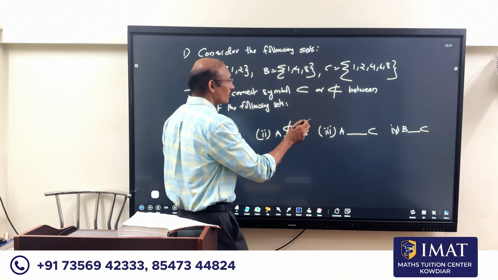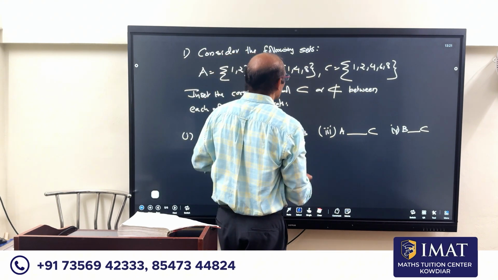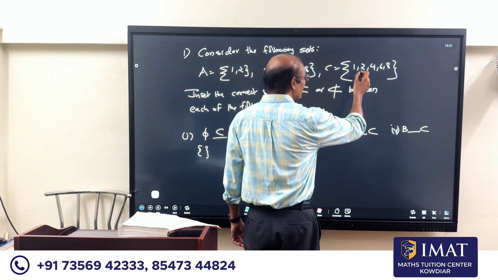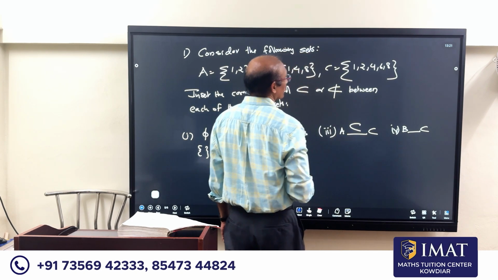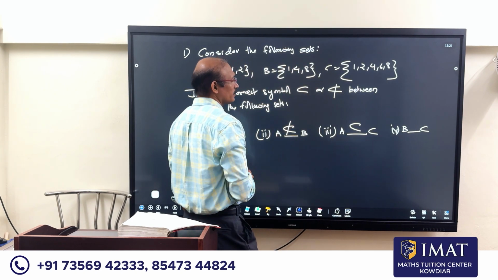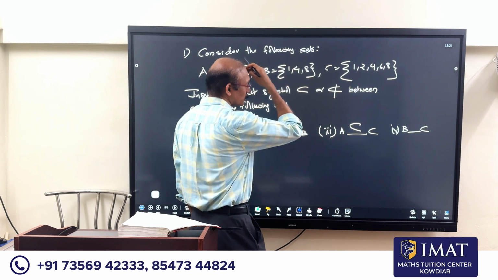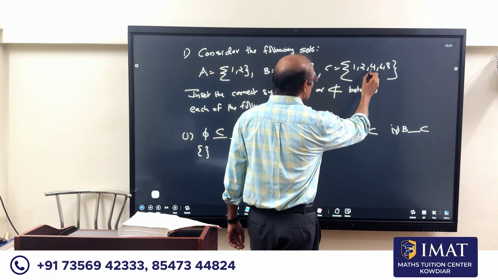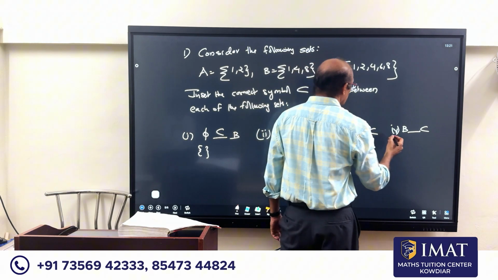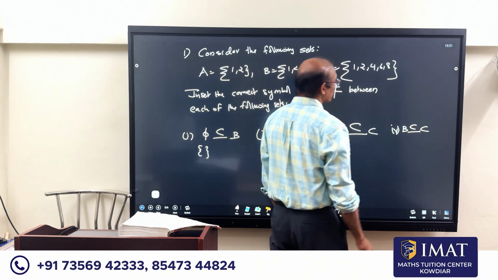What about A with C? A has elements 1, 2. C has elements 1, 2. So, yes, A is a subset of C. So, it's a proper subset. What about B with C? B elements 1, 4, 8. C also has 1, 4, 8. So, yes, B is a subset of C.